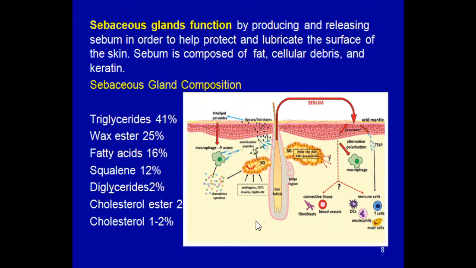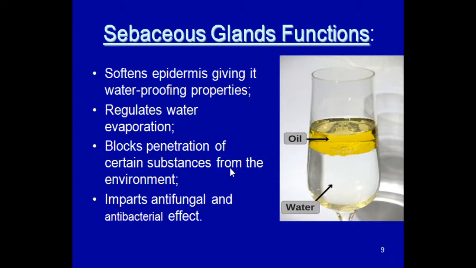Sebaceous glands function by producing and releasing sebum in order to help protect and lubricate the surface of the skin. Sebum is composed of fat, cellular debris, and keratin. Sebaceous gland composition: triglyceride, wax ester, fatty acid, squalene, diglyceride, cholesterol ester, and cholesterol. Sebaceous gland function: soften the epidermis, give it waterproofing properties, regulate water evaporation, block penetration of certain substances from the environment, and impart antifungal and antibacterial effect.